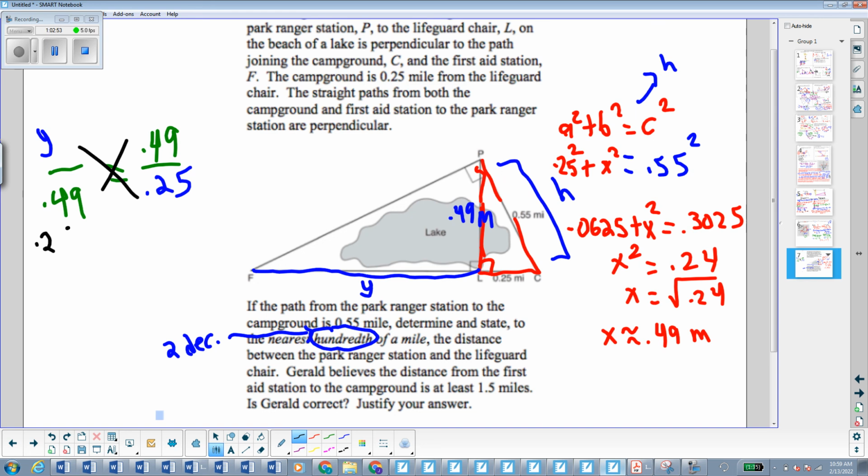So I have 0.25Y is equal to, I'm going to get my calculator out, and I'm going to do 0.49. Oops, I typed it in wrong. 0.49 times 0.49, and I get 0.2401. And then I'm going to divide both sides by 0.25 to get Y by itself. So I'm going to divide by 0.25, and I got 0.9604. Remember, Y just represents from F to L.